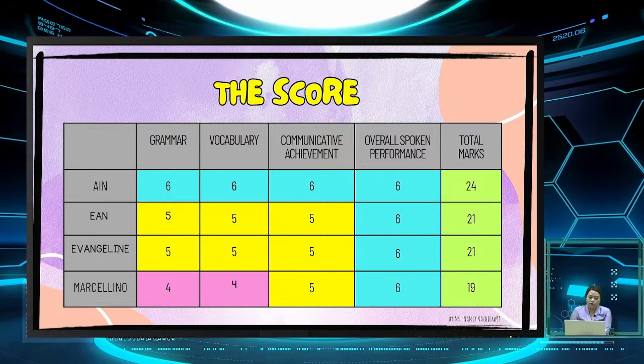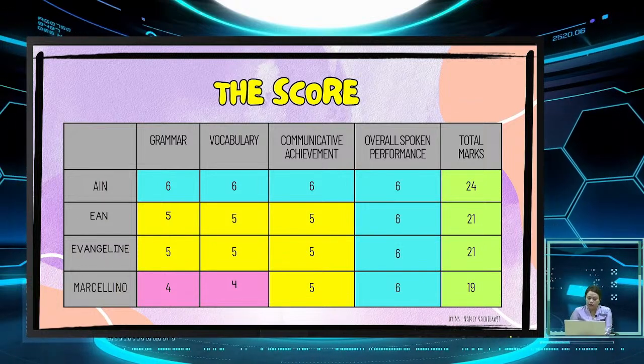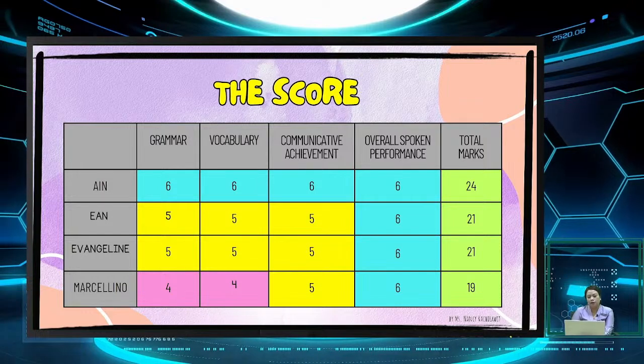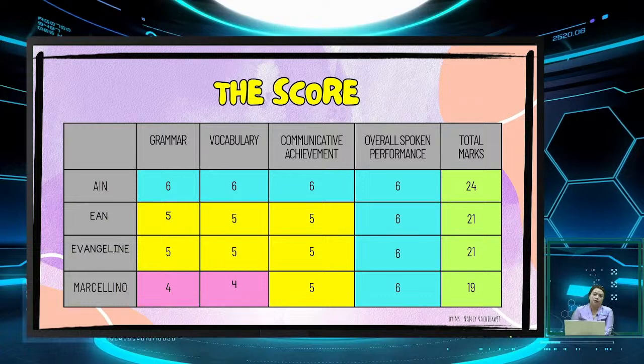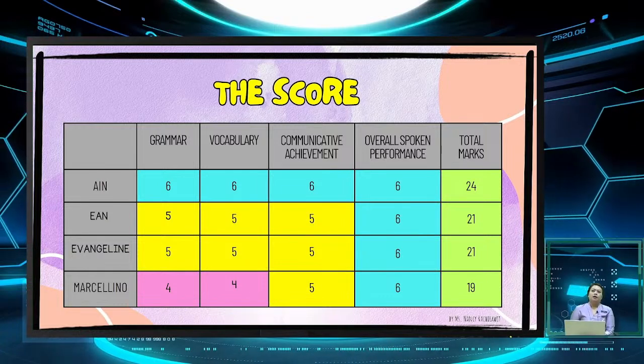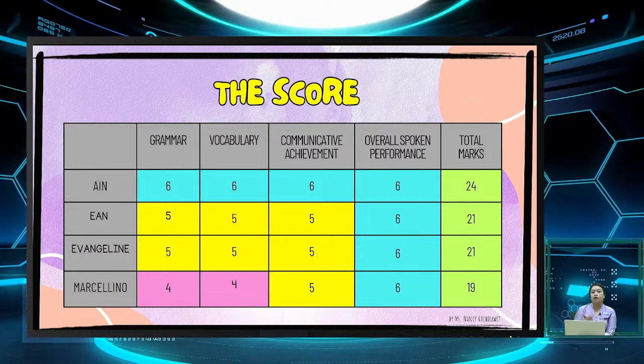Ain 24, Ian 21, Yet 21, and Marcelino 19. According to SPM level, 24 is C1. Not many students manage to score C1, unless you are really good in terms of speaking English.